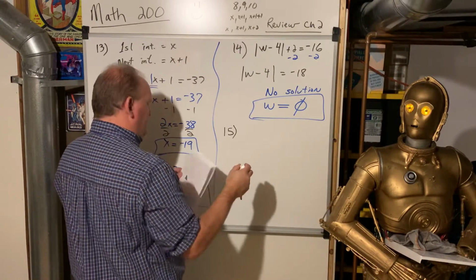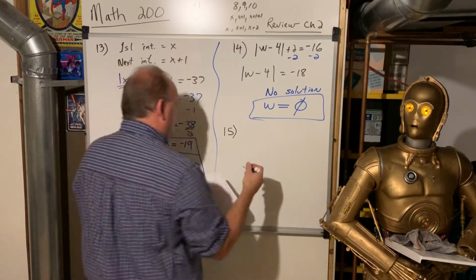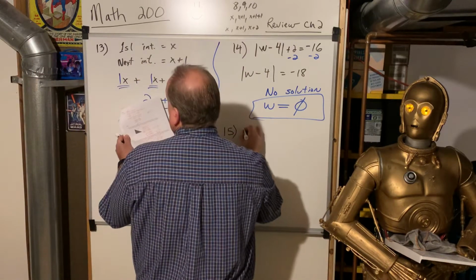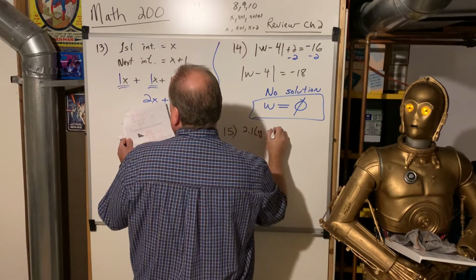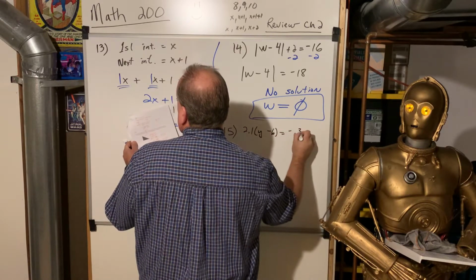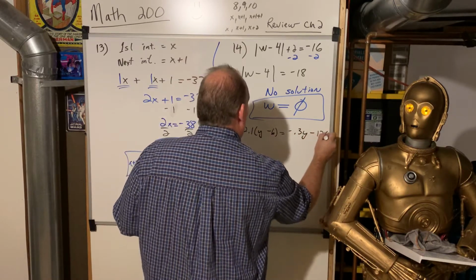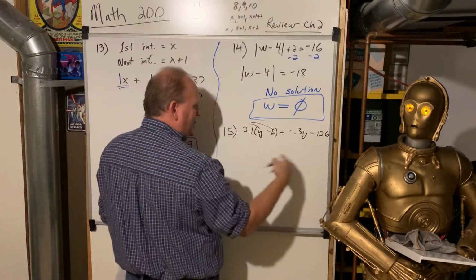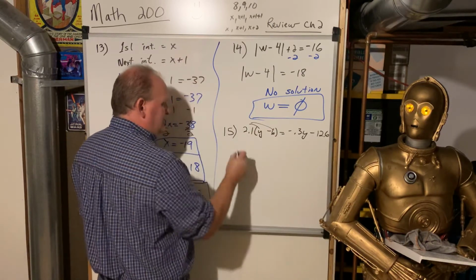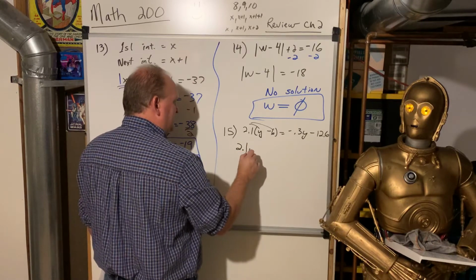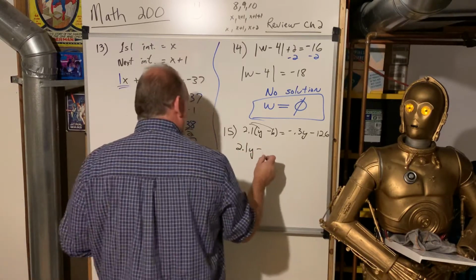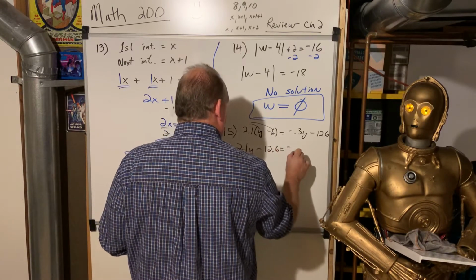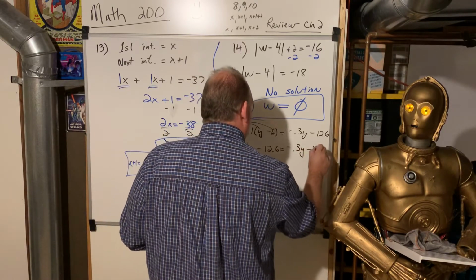All right, let's look at 15. Again, it's a little easier. It's more like 12 was. We got 2.1 times y minus 6 equals negative 0.3y minus 12.6. And so, I'm not going to multiply everything by 10 to work with whole numbers. I don't mind working with decimals. Most students don't really have a problem with decimals. You get to use a calculator anyway.